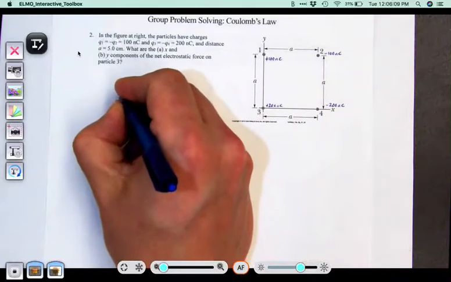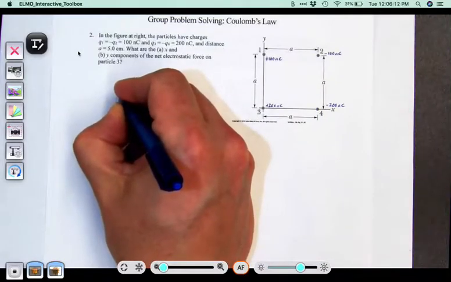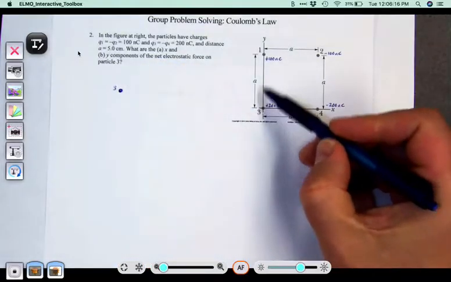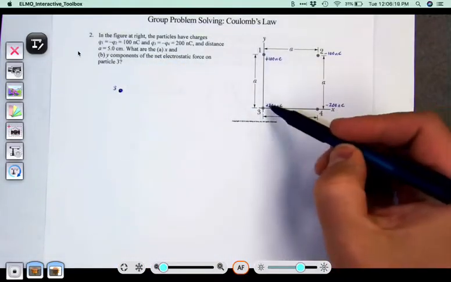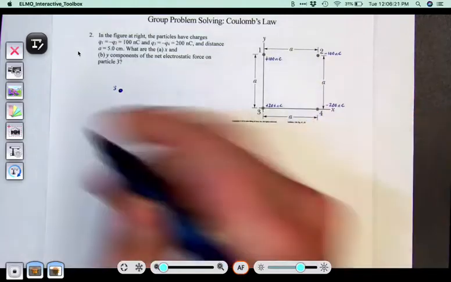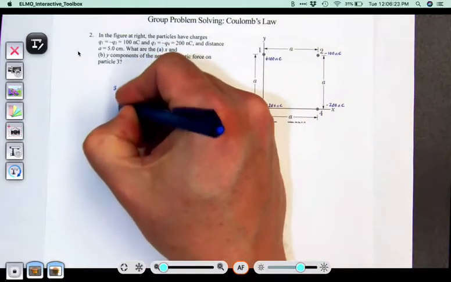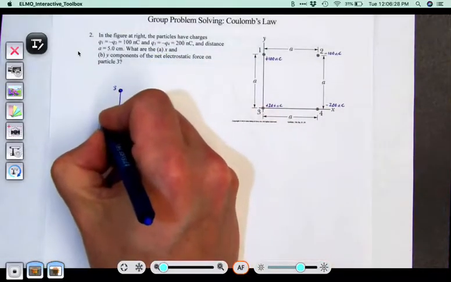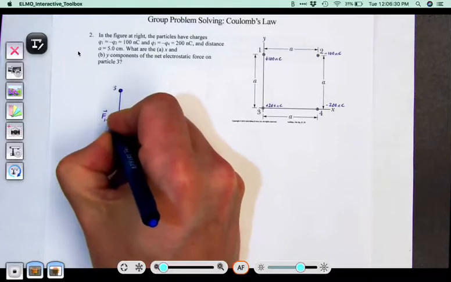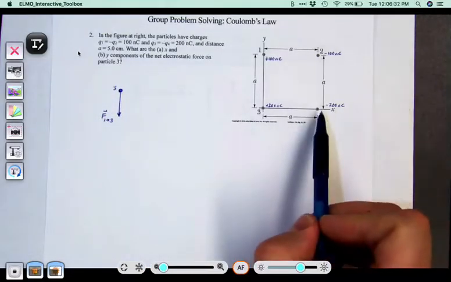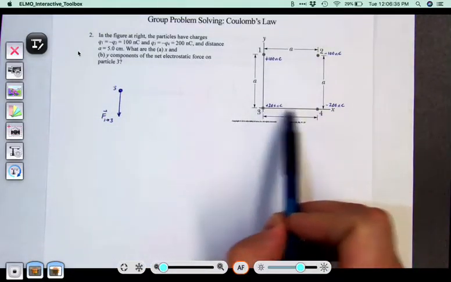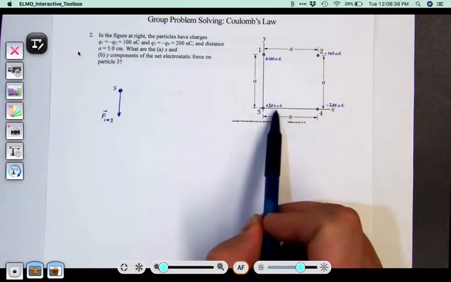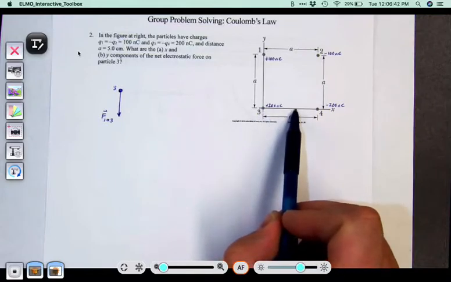Well, anytime I'm asked about net force, my inclination is to draw a free body diagram. So here's particle 3. Particle 3 feels a force from particle 1, and they're both positive, so it will be repulsive and down. And since this is the first force I'm drawing on my diagram, I can draw it any length I want to. So this is the force that 1 puts on 3. I'm going to go here next. 4 also puts a force on 3, but because they're opposite charges, they're attractive, so 4 would pull 3 to the right.